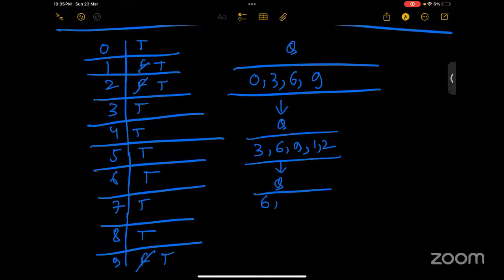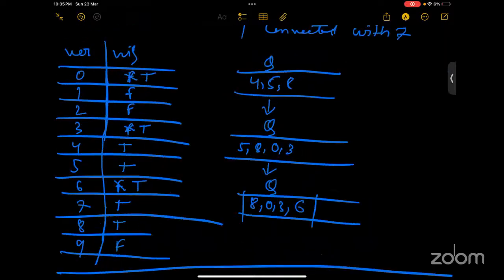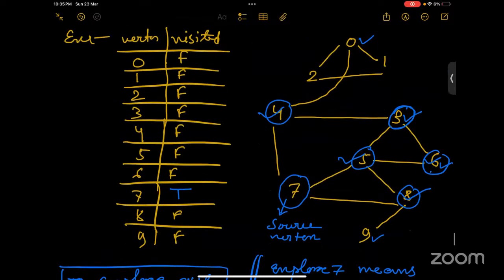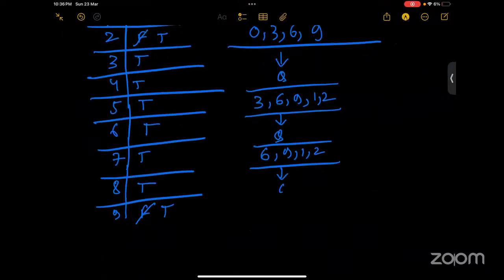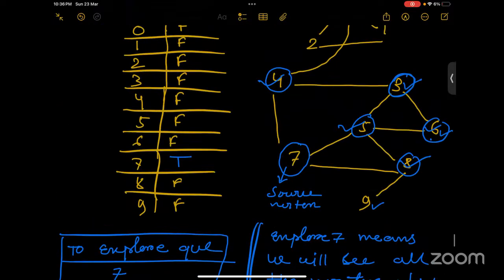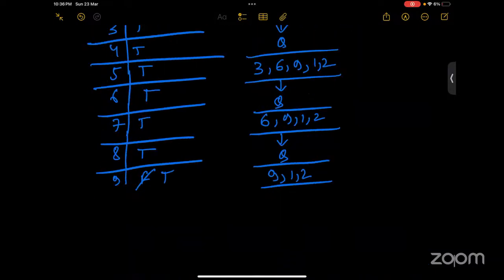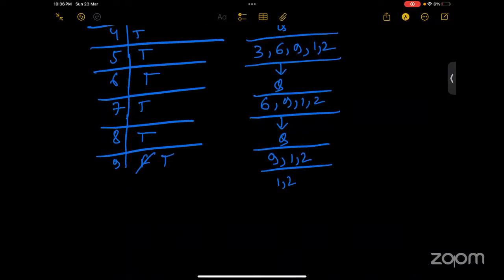So we have 6, 9, 1, and 2, right? So we will explore 6. If I go to 6, then 3 and 5 are the options, but these are already visited, right? So in the next step, we will cancel 6 also. So the new queue will be 9, 1, 2. Similarly, we have 9 and 8. So 8 is also visited, right? That means we have 1, 2.